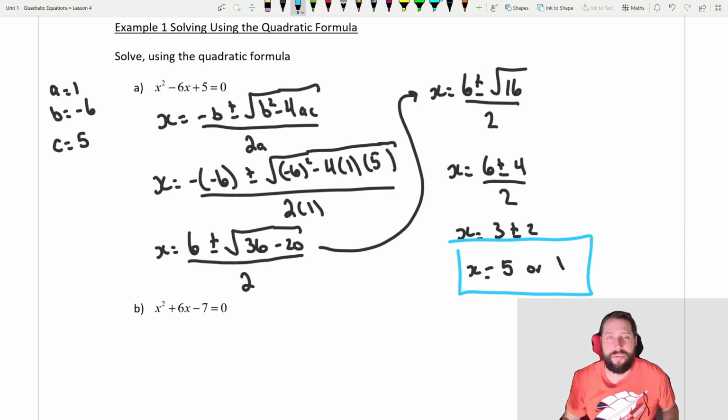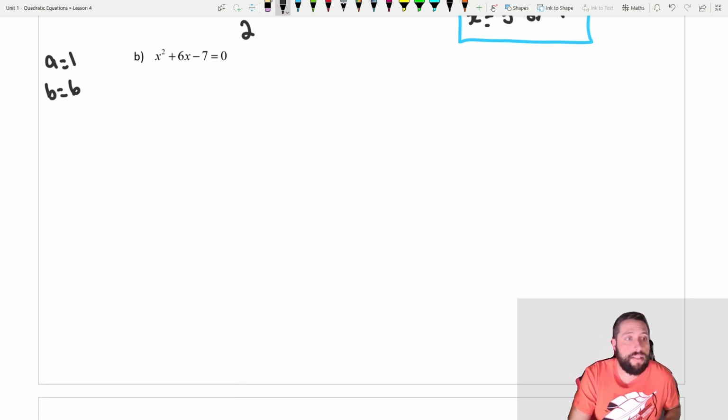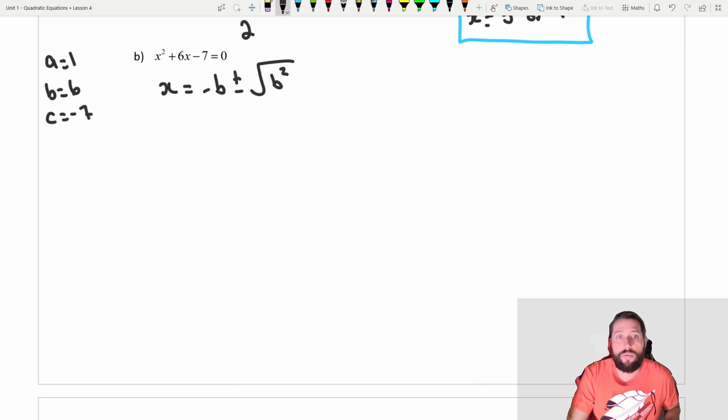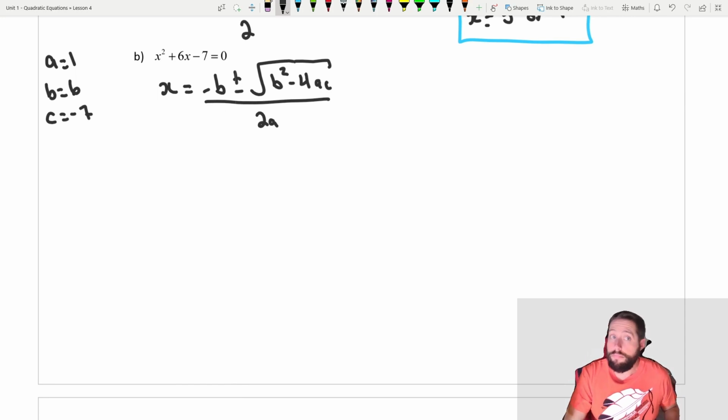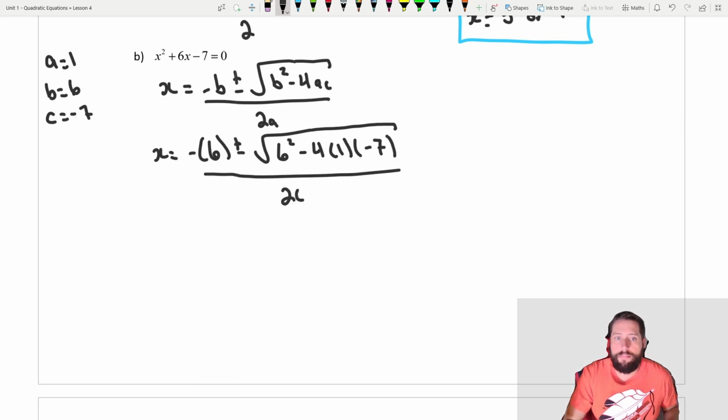That is using the quadratic formula. Moving on to b, we have x squared plus 6x minus 7 is equal to 0. So again, a is 1, b is 6, c is negative 7. Using the quadratic formula, x is equal to negative b plus or minus the square root of b squared minus 4ac, all over 2a. So x is equal to negative 6 plus or minus the square root of 6 squared minus 4 times 1 times negative 7, all over 2 times 1.